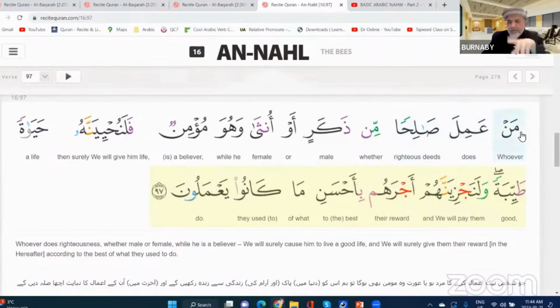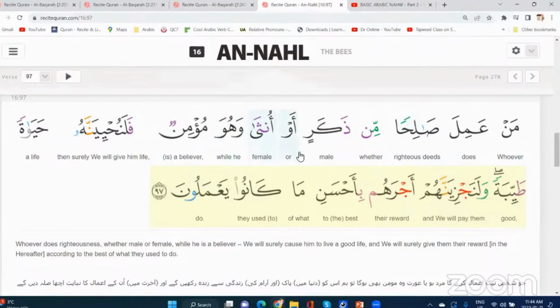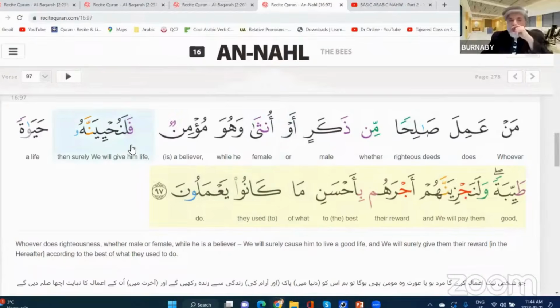Man 'amila salihan, whoever does a righteous deed, min dhakarin aw untha, male or female, so both are included, wa huwa mu'minun, while he is a believer. So an important key factor is that a person has to be a believer. Fala nuhyiyannahu, then surely we will give him life.